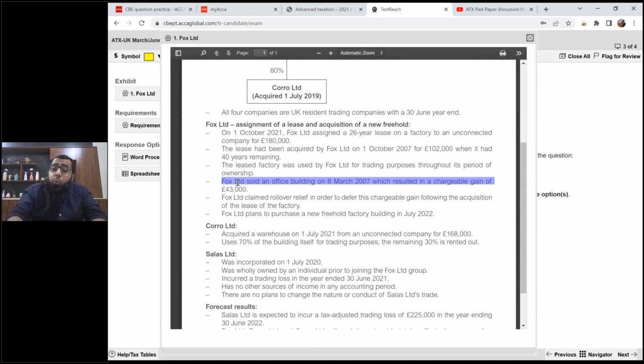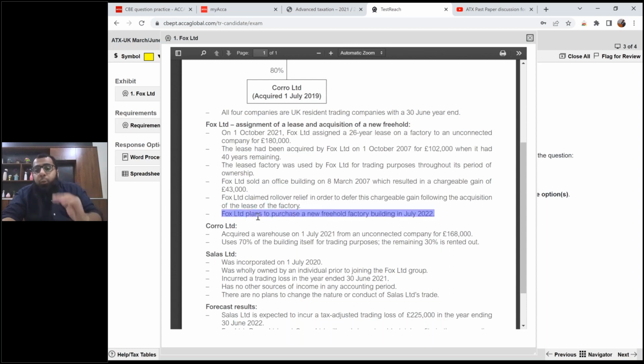Now, Fox Limited sold an office building in March 2007, which resulted in a chargeable gain of £43,000. Fox Limited claimed rollover relief in order to defer this chargeable gain following the acquisition of the lease of the factory, which means that the gain of the office building was deferred against this leased factory.